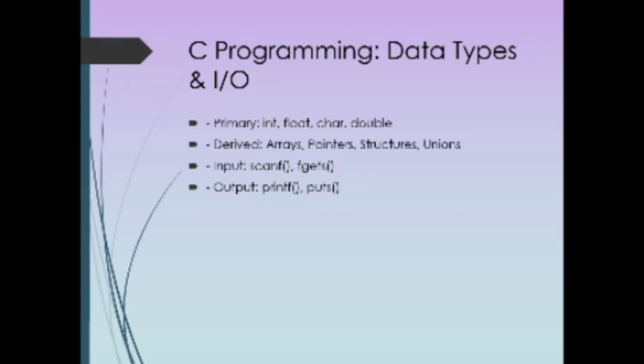Now, for taking input from the user, we use scanf, fgets, and gets. The difference between scanf and fgets is that scanf we can use for a single character, and fgets we can use for strings, and gets is also used for strings. Now to display output, we use printf or puts.